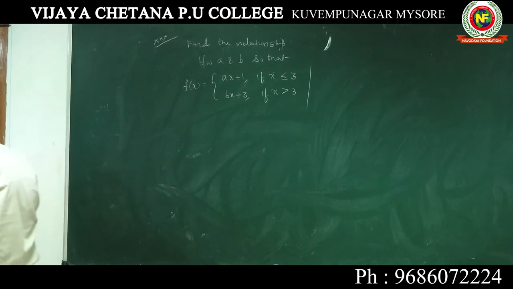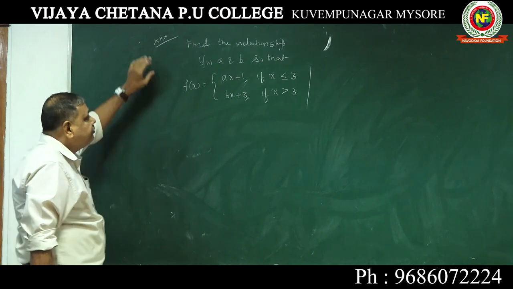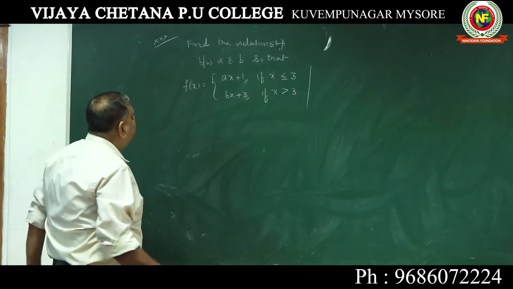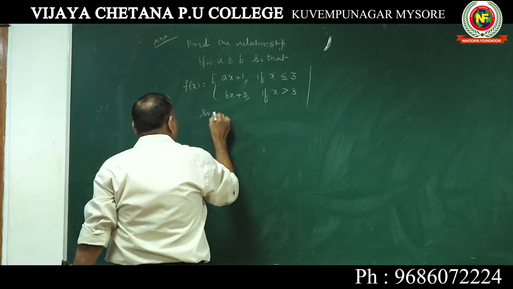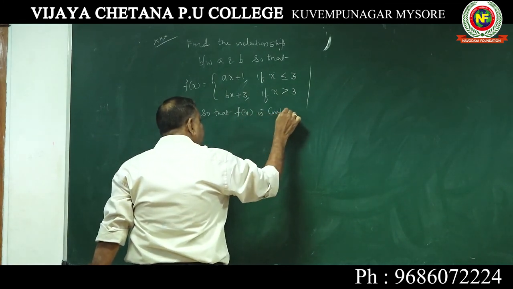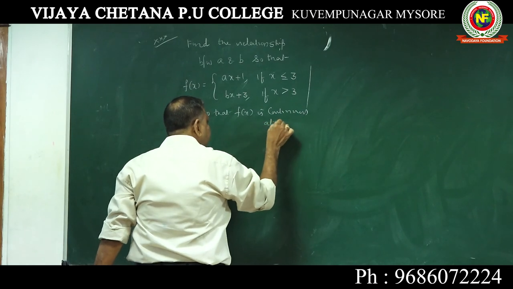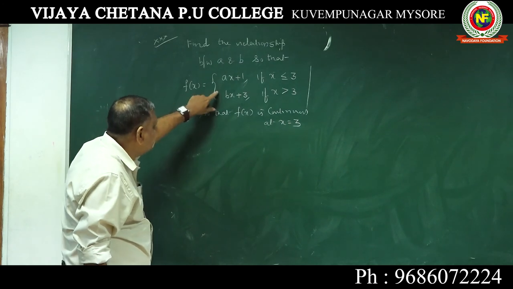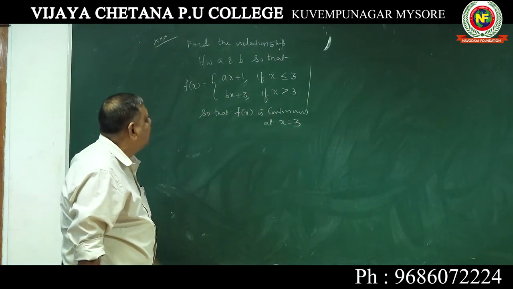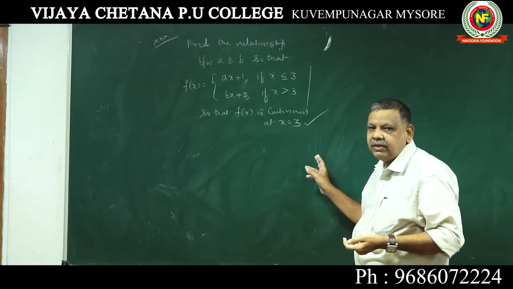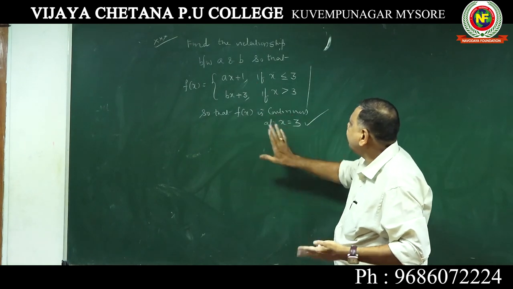I have just given you a hint, and tomorrow we shall continue; I will tell you how to do this problem. Again, this is a continuous function. Find the values of A and B so that the function f of x is continuous at x equal to 3. Given that it is continuous at x equal to 3, here is the hint: LHL is equal to RHL.